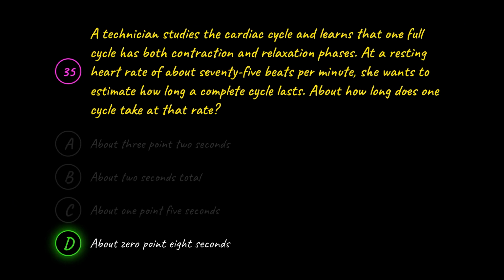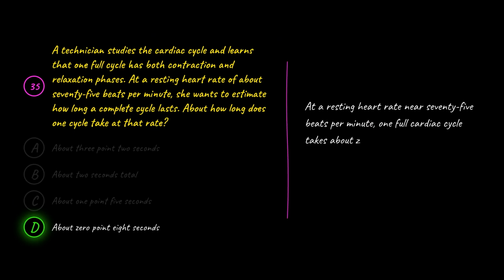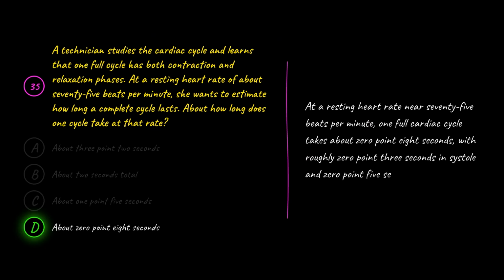The correct answer is D, about 0.8 seconds. D is correct because at a resting heart rate near 75 beats per minute, one full cardiac cycle takes about 0.8 seconds, with roughly 0.3 seconds in systole and 0.5 seconds in diastole.